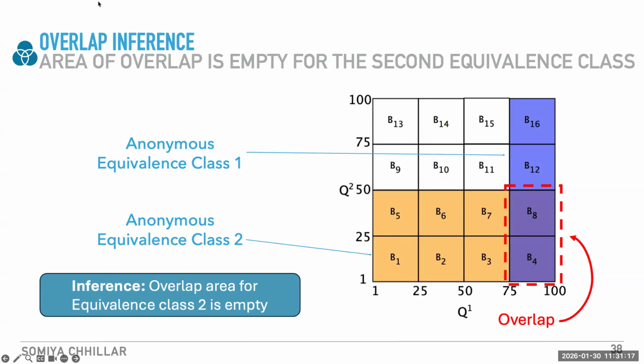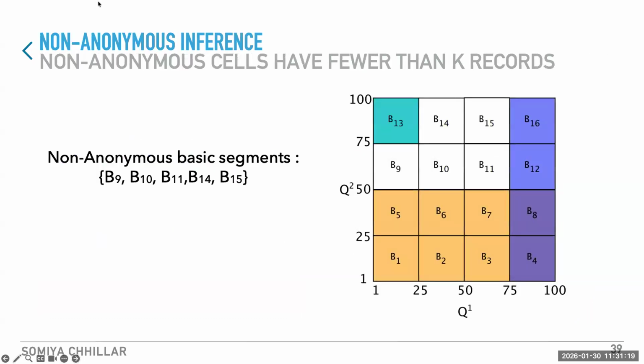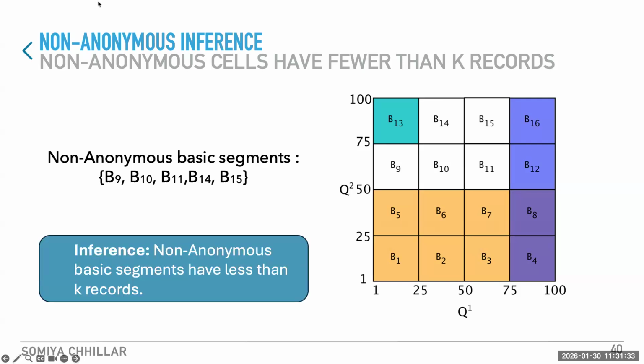Great question. Yeah, finally, we know that anything that's not anonymous, by definition, means that it's going to have fewer than k records. And so any basic segment that is not an equivalence class is going to have fewer than k records.